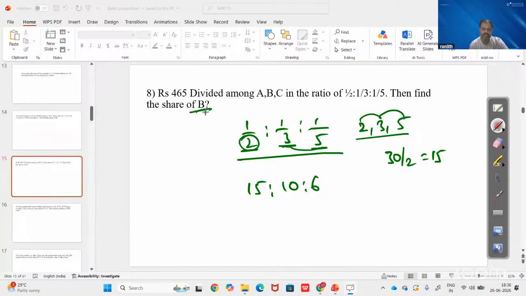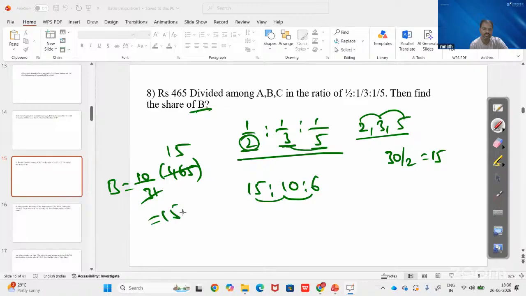So since they asked for the B value, B equal to 10 out of 15 plus 10, 25, 25 plus 6, 31. 31 into 465. So here one table has 5, that is 15 times, so 15 into 10 equal to 150 rupees. So the answer is 150.